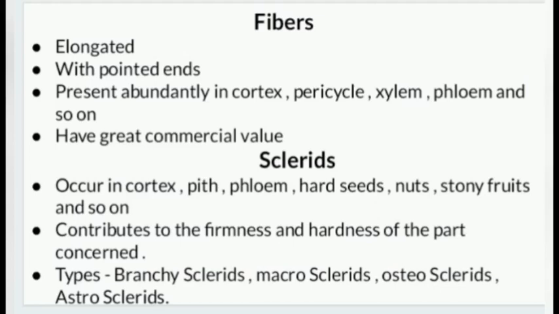Fibers have great commercial value. Sclereids occur in cortex, pith, phloem, hard seeds, nuts, stony fruits and so on. They contribute to the firmness and hardness of the part concerned. Types: brachysclereids, macrosclereids, osteosclereids and astrosclereids.